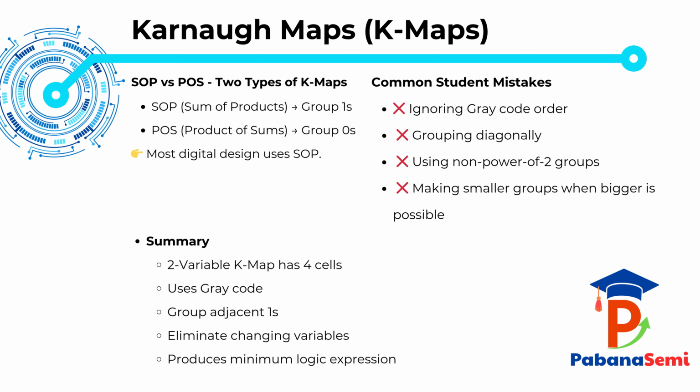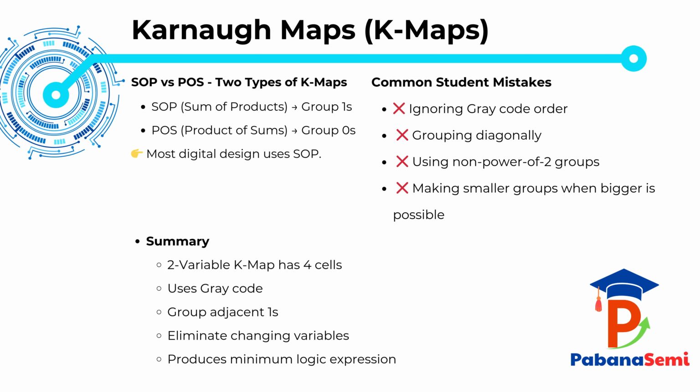The second type is POS, which stands for product of sums. In POS, we group the zeros instead of the ones. Each group produces a sum term. All sum terms are then ANDed together. In practice, most digital circuit designs utilize SOP because it is simpler and more commonly implemented.